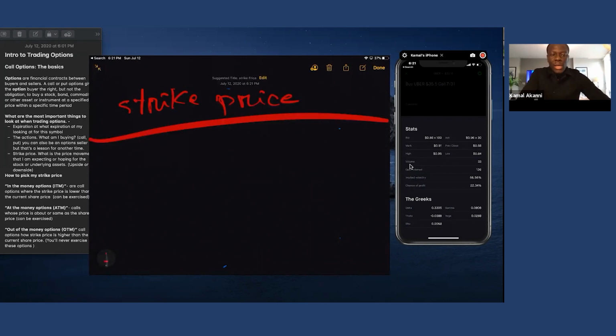The easiest way to explain strike price is essentially the price that you're betting Tesla on. So I'm sorry, Uber. I'm not sure why I keep saying Tesla. That has just been on my mind all day long. So the strike price will essentially be the price that you're betting on for the price movement of Uber shares. So how do you even pick that price?